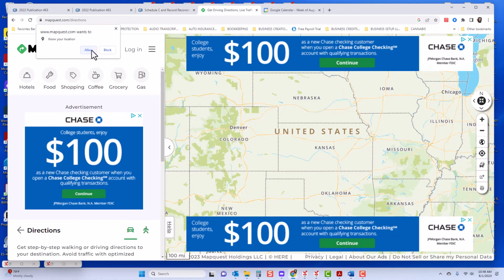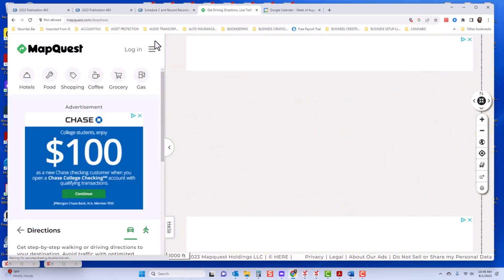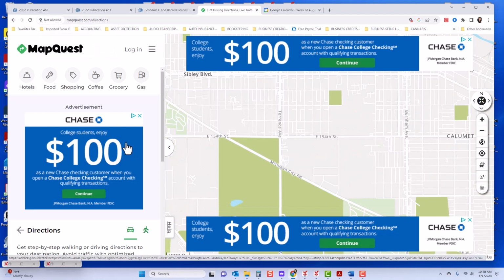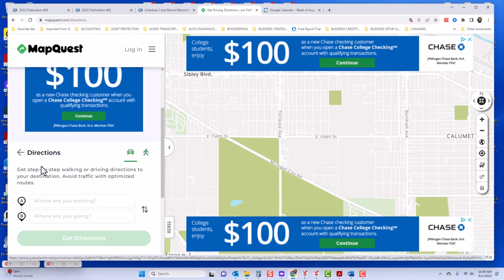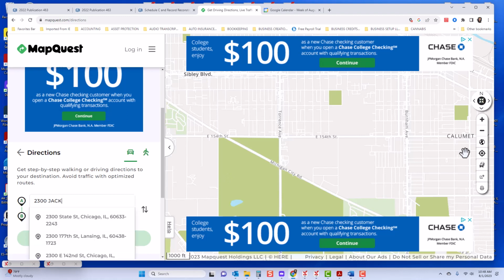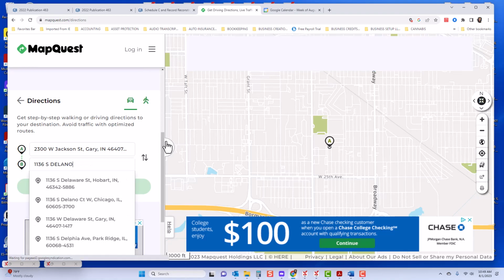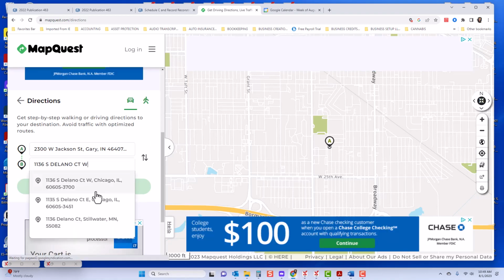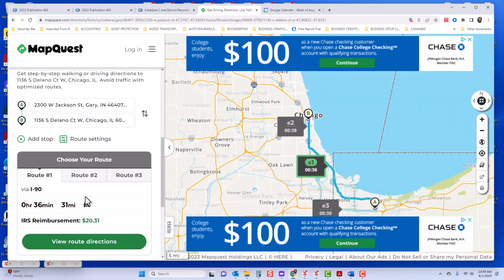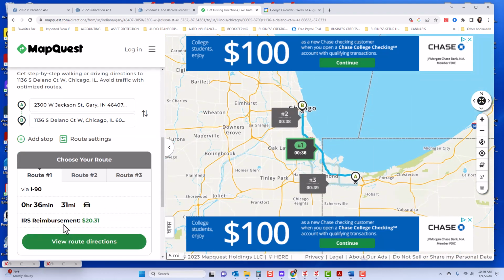So MapQuest is the best that I've seen. So here we're going to go to mapquest.com/directions. So let's say I lived at 2300 Jackson Street in Gary, Indiana. And I'm going to my office at 1136 South Delano Court West in Chicago. So that is 31 miles.